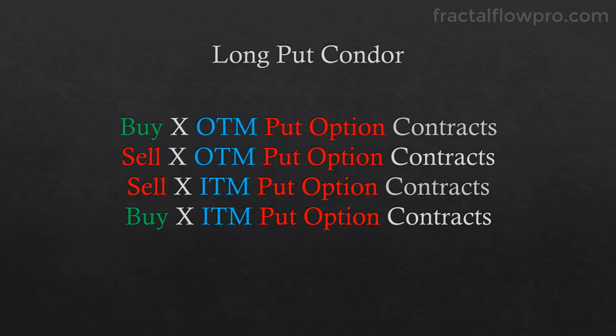The long put condor involves buying an X amount of out-of-the-money put option contracts, then selling an X amount of slightly less out-of-the-money put option contracts, selling an X amount of in-the-money put option contracts, and then buying an X amount of deeper into the money put option contracts.